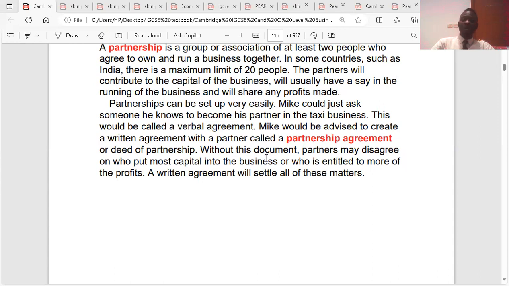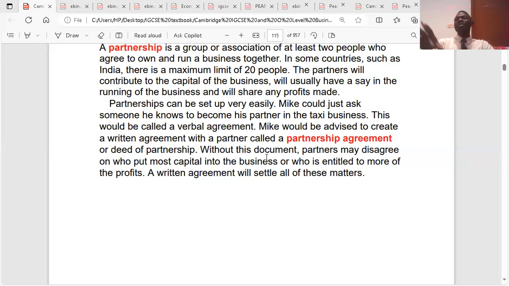Partnership can be set up very easily. It's easy to set up because when it comes to partnership, you can easily call someone you can trust and say, let's have a partnership together. So Mike would be advised to create a written agreement with the partner, called a partnership agreement or partnership deed. So it's a written document. It's not compulsory, but I see it as important.